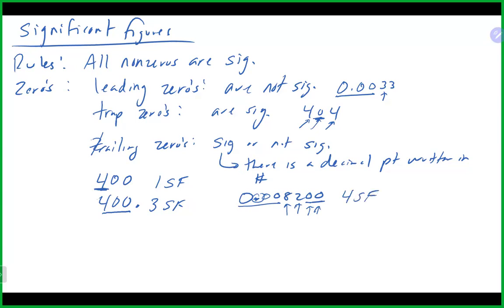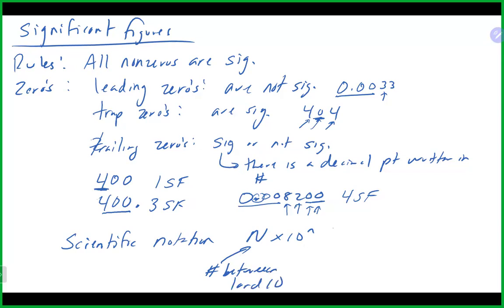So again, the decimal point doesn't have to be necessarily near those zeros at the end, but it does have to be written and put into the number. The other thing we talked about in terms of significant figures is when you have a number written in scientific notation, which is N times 10 to the n, where N is a number between 1 and 10, and the exponent is a positive or negative number, depending on which way you need to move the decimal point to get a number between 1 and 10.